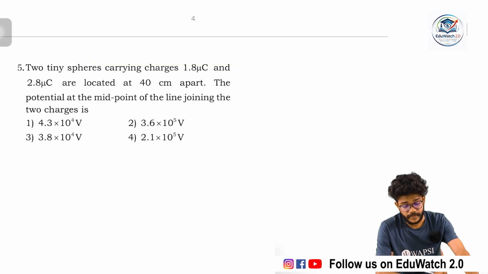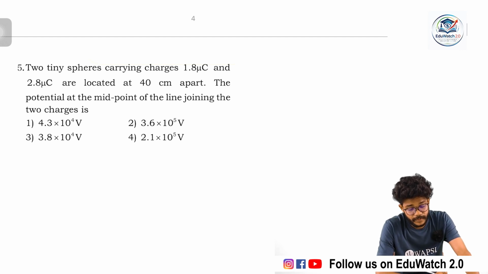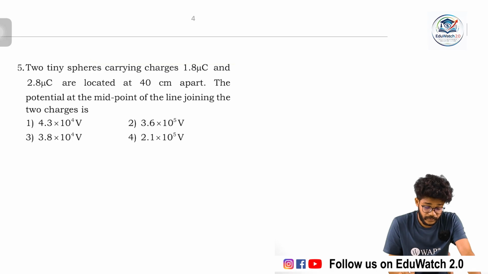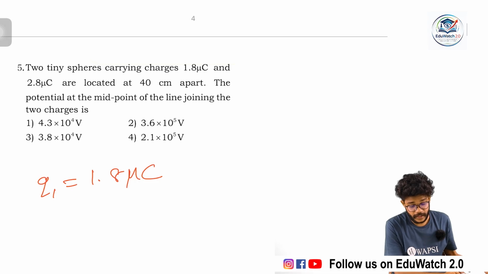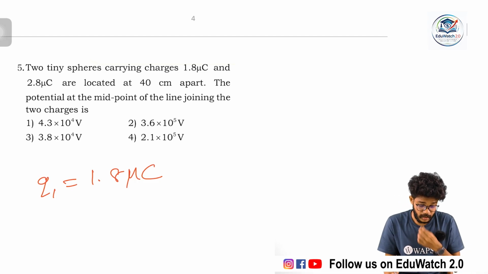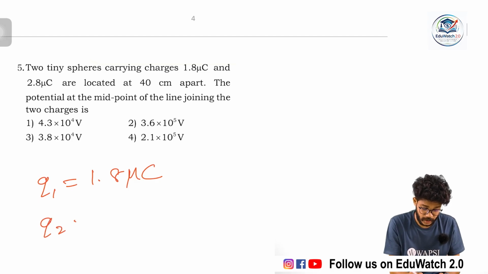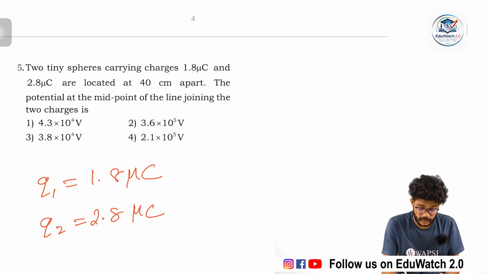Two tiny spheres carrying charges, q1 is equal to 1.8 microcoulomb and q2 is 2.8 microcoulomb, are located at a distance; the total distance is 40 centimeter.